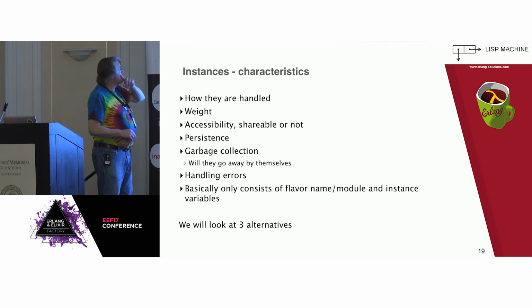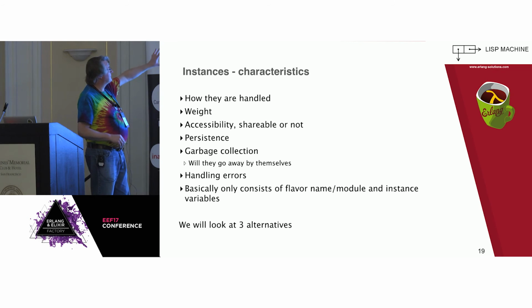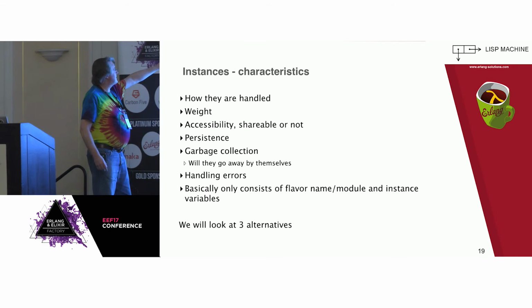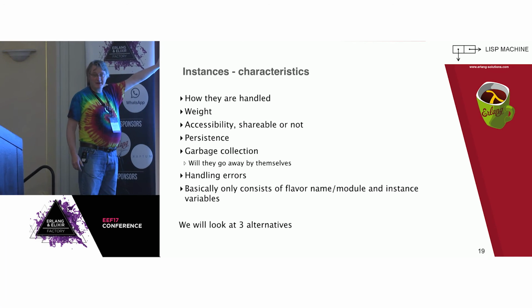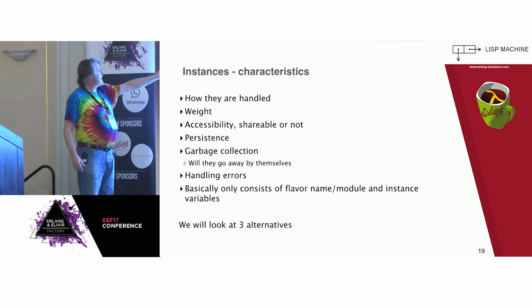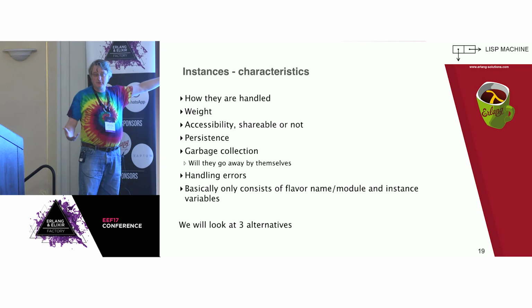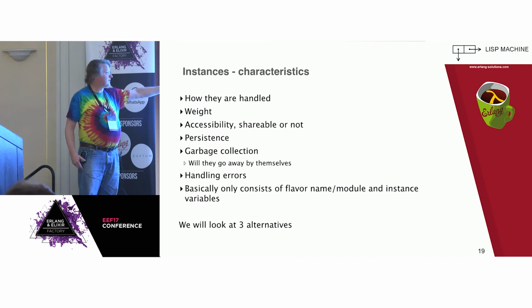Processes are one way, but if you look at the characteristics of an instance, there's a number of things. How are they handled? What's the weight of it? How much does it cost to have an instance? How do I access it? Is it shareable or not? Right. Persistence. Does it go away by itself? Is it garbage collected? Will they go away by themselves? And what happens if I get an error in it, etc.?